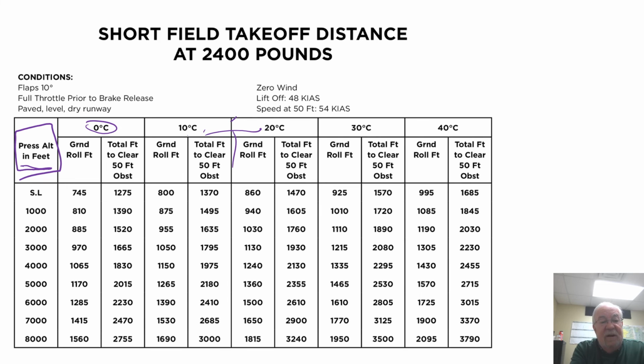So if your pressure altitude is 3,000 feet and the temperature is at 0, it's going to take 970 feet before your wheels leave the ground, basically. And if you want to clear a 50-foot obstacle, it's going to take you a little more. But if it's 15 degrees, we've got to extrapolate between this number and this number, halfway between those two. Because there's a 10 degree and there's a 20 degree, there's not a 15 degree. So if it's a standard day, you've got to extrapolate between the two. You can add them up and divide by 2 if you wish. That's the easiest way to do it.